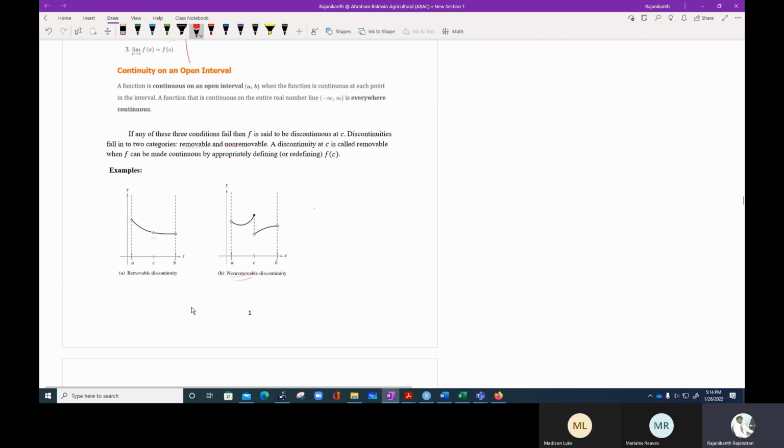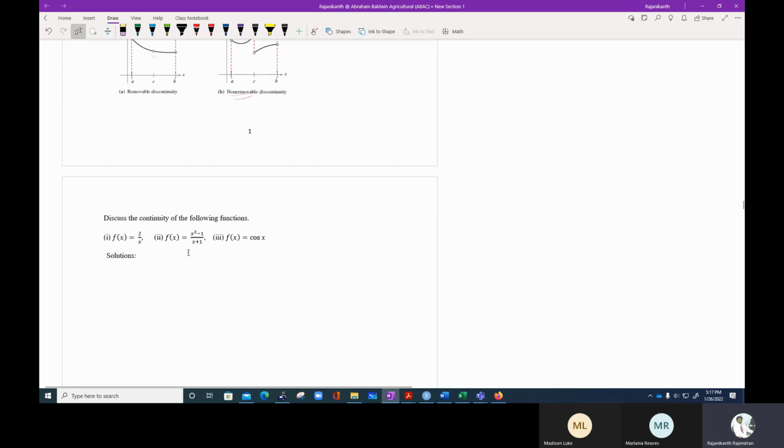So the first one, the removable discontinuity, is somehow okay because you could make the function continuous by redefining the function value. Okay, but for the non-removable, you cannot do that. Okay, so discuss the continuity of the following functions. What kind of continuity do these functions have?